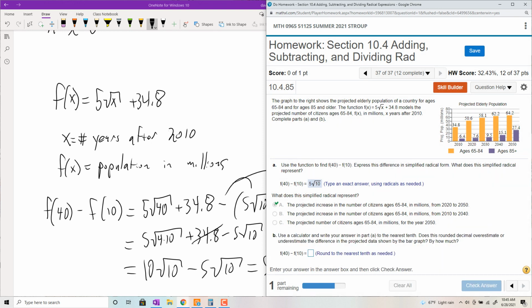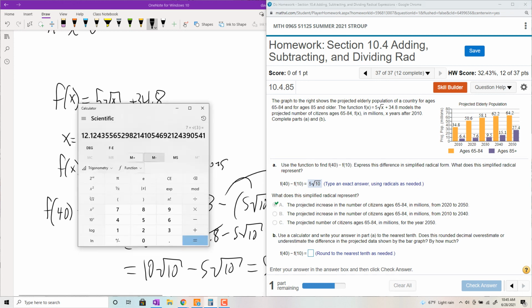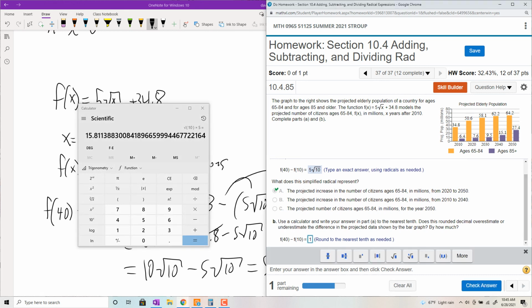Next, use a calculator to evaluate this to the nearest tenth, and then compare it to the graph. Okay, so 5 times the, all right, so let's do the square root of 10 first, right? So 10, square root of that, and then times 5. Okay, so 15.8 million.